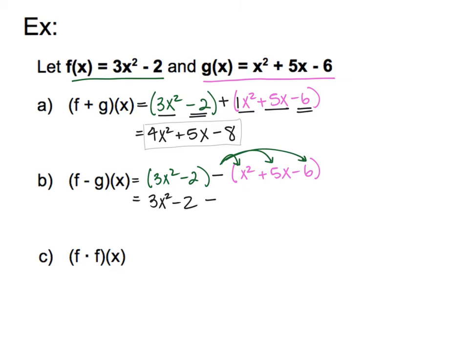But this one did need parentheses, so I remember to distribute that negative sign, which I'm going to do now. So I've distributed this negative to every term inside. And so here it is here. And now I'm just going to combine like terms like I was doing before.